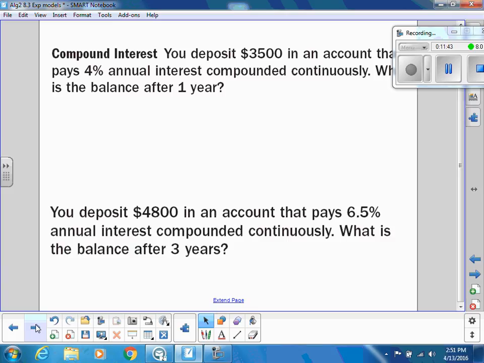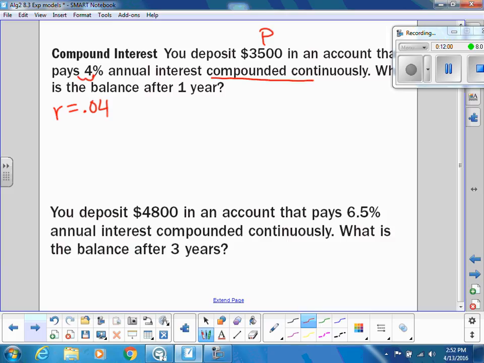So we deposit $3,500 in an account that pays 4% annual interest that's compounded continuously. All right, so this is our P. Our interest rate is, remember, move this decimal point, 0.04. And compounded continuously, that means I'm going to use PERT. So I don't have an N this time. I'm just going to use a PERT. All right, and then T is equal to 1. So I'm going to plug that in. A equals 3,500 times E to the RT power.